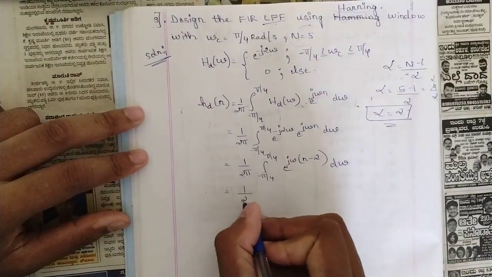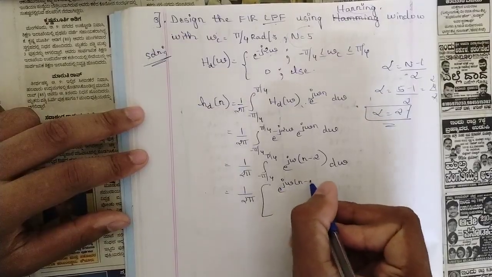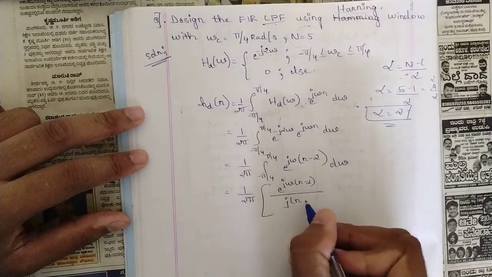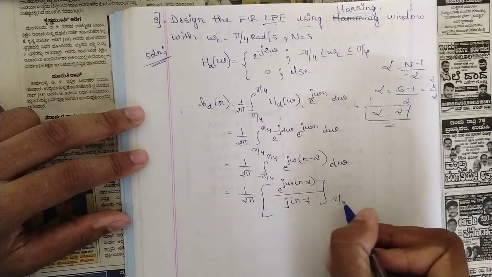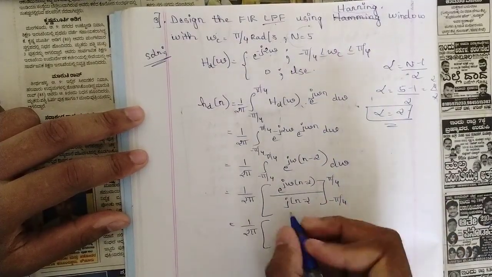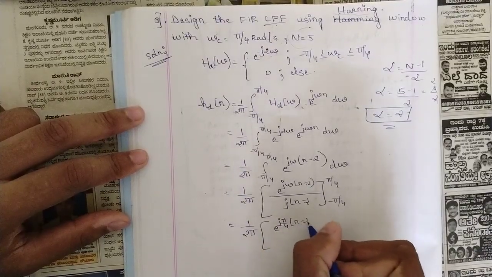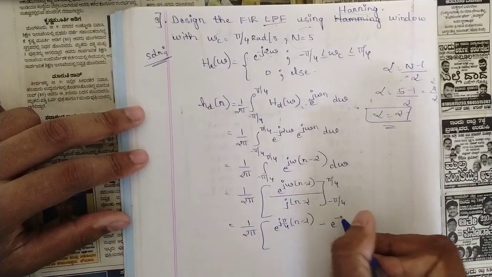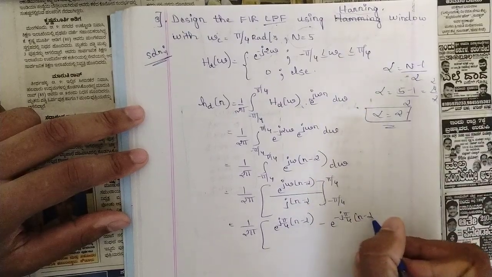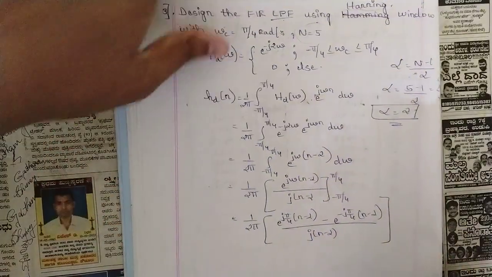Now take the integration, 1 by 2 pi. Write this term as it is first, e power j omega (n minus 2), divided by the coefficient of omega, that is j into (n minus 2), along with the limits from minus pi by 4 to pi by 4. So substitute the limits now: e power j pi by 4 into (n minus 2) minus e power minus j pi by 4 into (n minus 2), since we have minus pi by 4 as the lower limit, divided by j (n minus 2). So this much we have written.